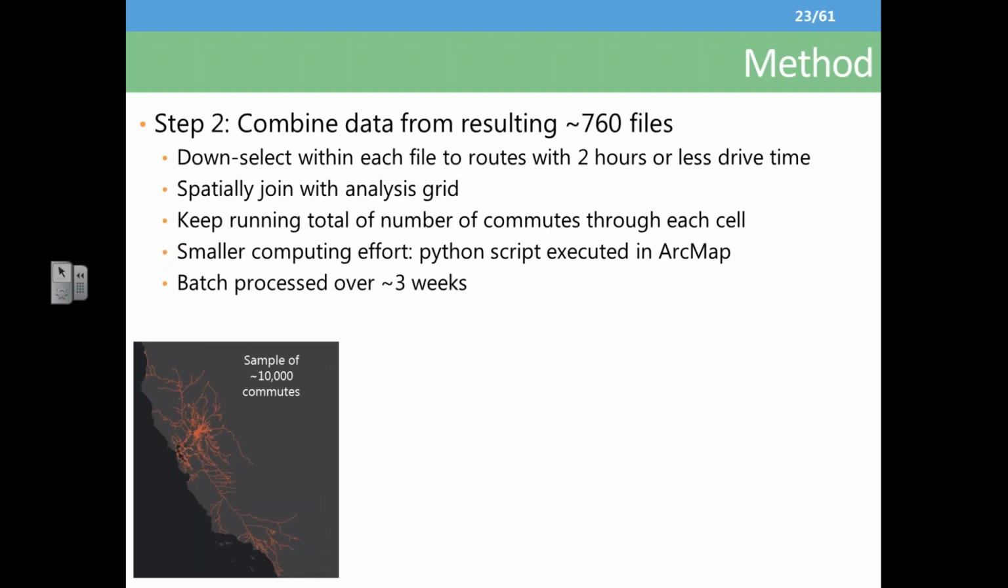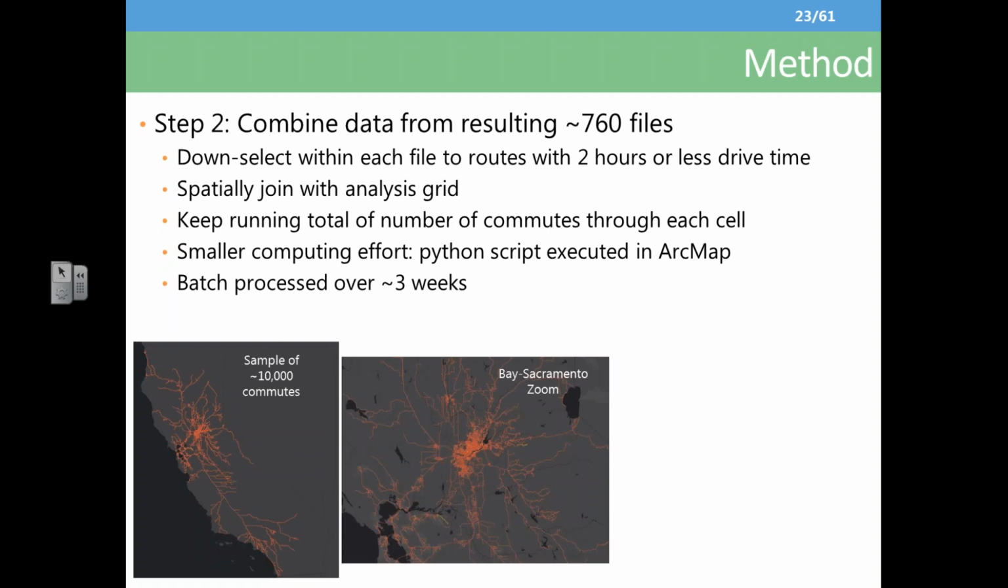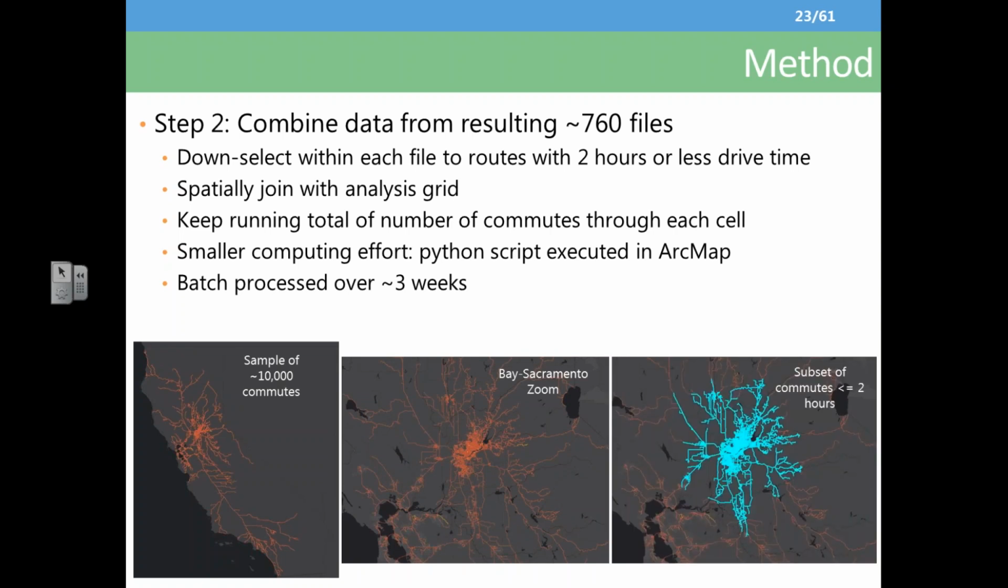So I apologize in the room if you may be able to see it better on the screens in the back. So this is a sample of about 10,000 commutes, all these red lines on the map. And you can see from this map that we had some routes that just don't seem to make sense, right, as an actual drive. So what we did, and here's zooming into the Bay to Sacramento area, all of the blue lines here are the down selection of all the commutes that are less than or equal to 2 hours within that data set. So this is what we actually counted as likely commutes from our simulation.